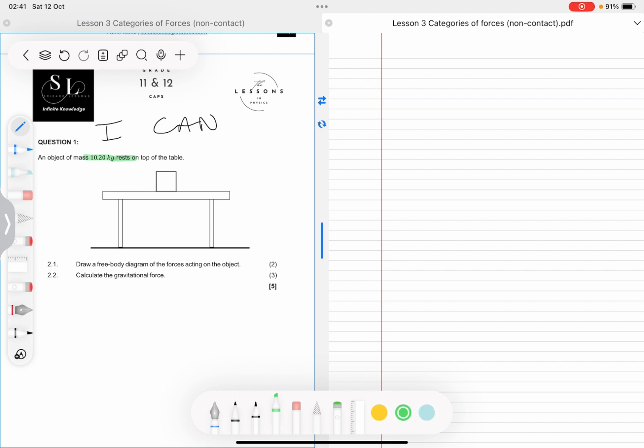Why? Because we discussed in our previous lesson, when we were discussing the category of forces that are contact forces, that the surface of the table is pushing this box with a force that is directed vertically upwards, so that the box doesn't go down. We call that force the normal force. It makes an angle of 90 degrees here with the surface of the table, right?